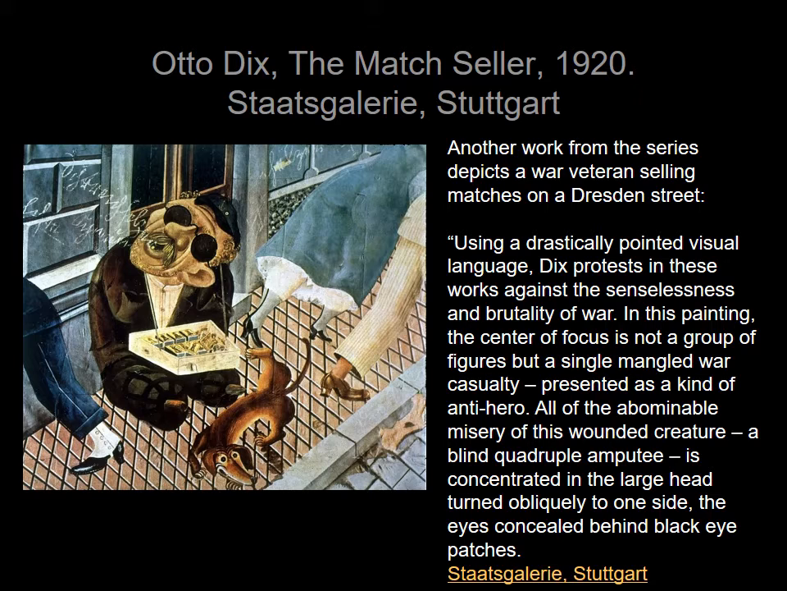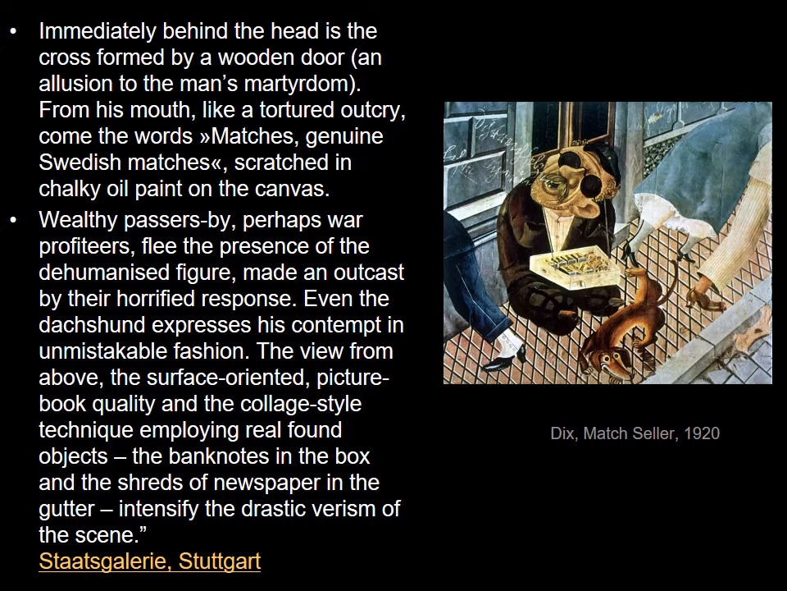He is a blind quadruple amputee, and the focus is on his large head that's turned obliquely to one side, his eyes concealed behind black eye patches. Immediately behind the head is a cross formed by a wooden door, an allusion to the man's martyrdom. From his mouth, like a tortured outcry, come the words matches, genuine Swedish matches, scratched in chalky oil paint on the canvas. Wealthy passers-by, perhaps war profiteers, flee the presence of the dehumanized figure, made an outcast by their horrified response. Even the dachshund in the foreground expresses his contempt in unmistakable fashion by actually peeing on the amputated legs of this individual.